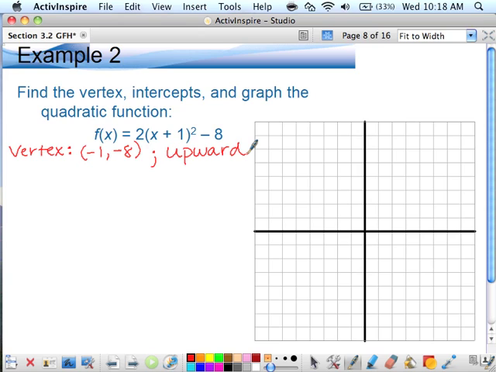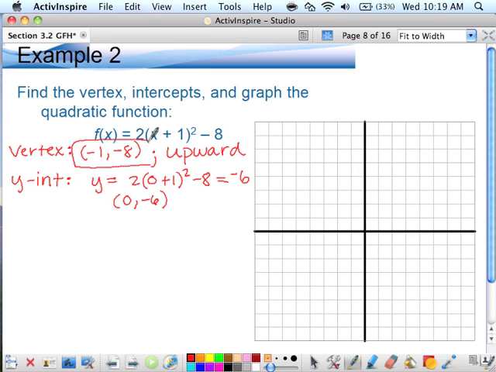Next, we would like to find the intercepts. The quickest one to find is the y-intercept, so let's do that first. To find the y-intercept, you simply substitute 0 in the place of x. So we have y equals, or f of x equals, it doesn't matter, 2 times 0 plus 1 squared minus 8, which equals -6. Okay, so we know that our y-intercept is the point 0, comma, -6.